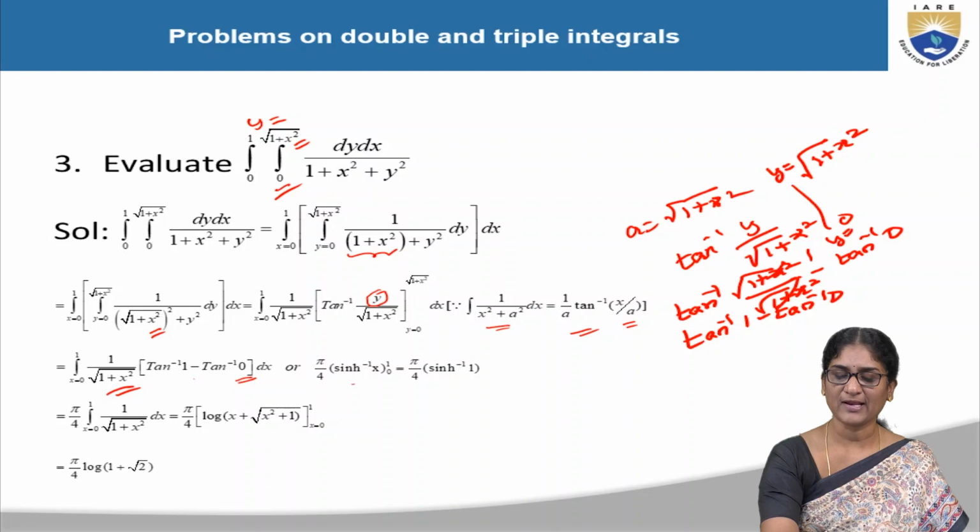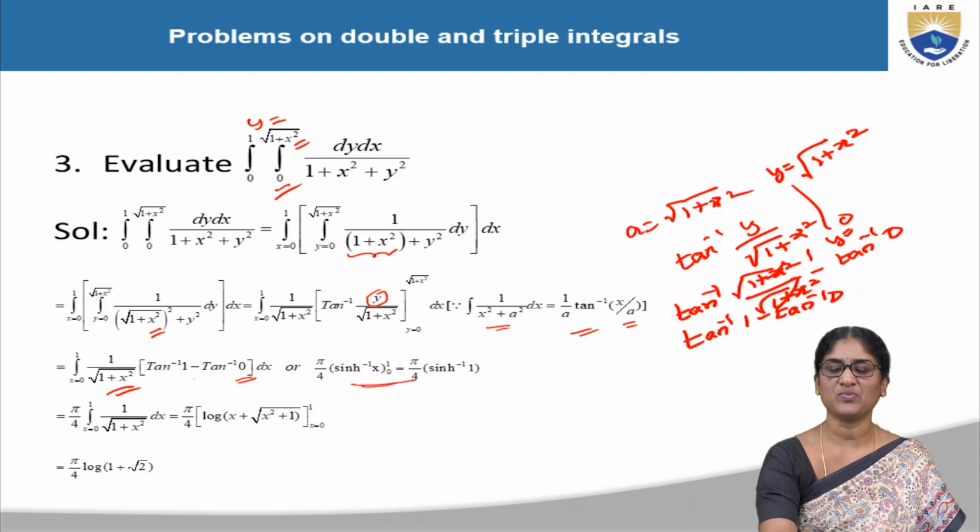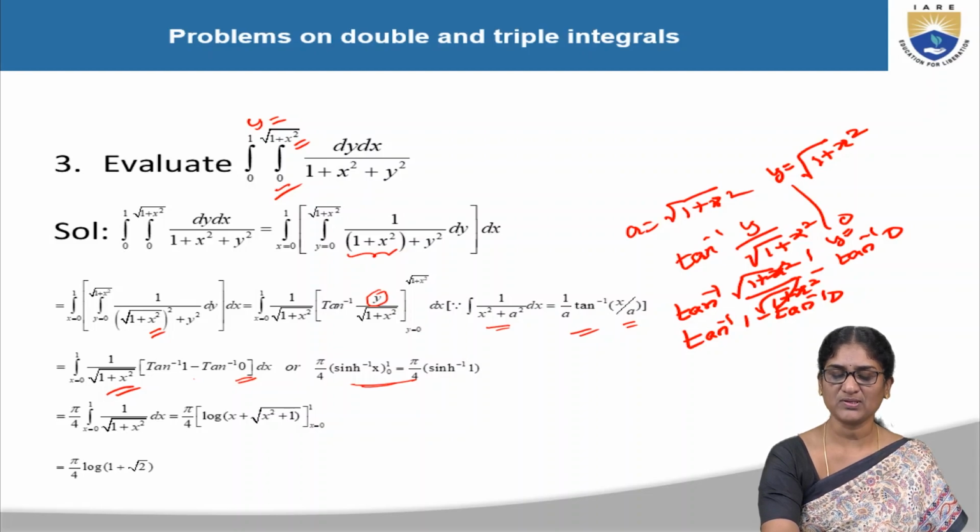You can also write it like this: pi by 4, sine inverse x from 0 to 1, or pi by 4, sine h inverse 1. Even like this also you are able to write.